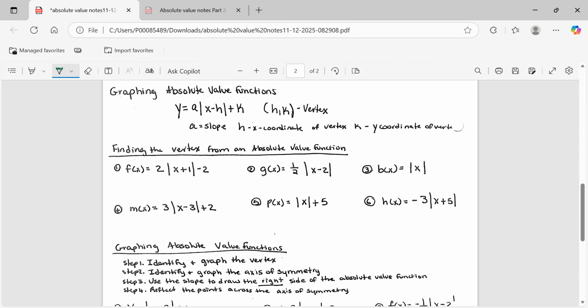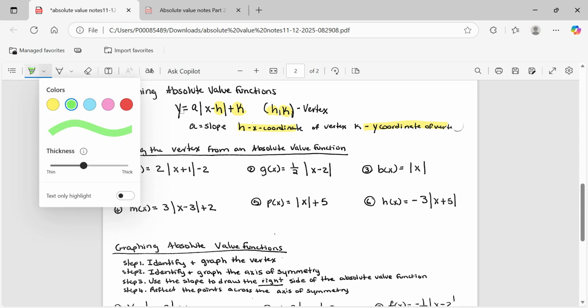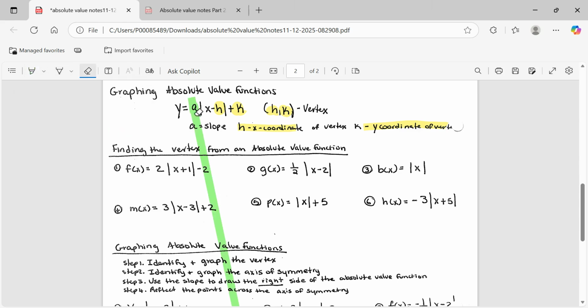The absolute value function we said is y equals a, absolute value of x minus h, plus k, where h, k is going to represent your vertex. Your h is your x coordinate, and your k is the y coordinate of the vertex, and your a is going to represent your slope.